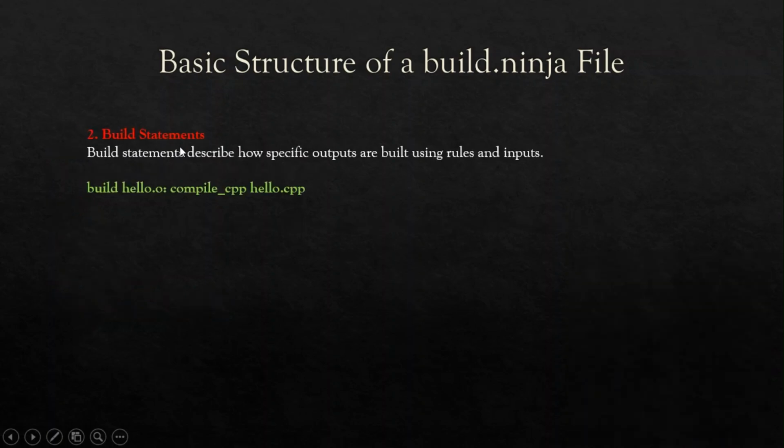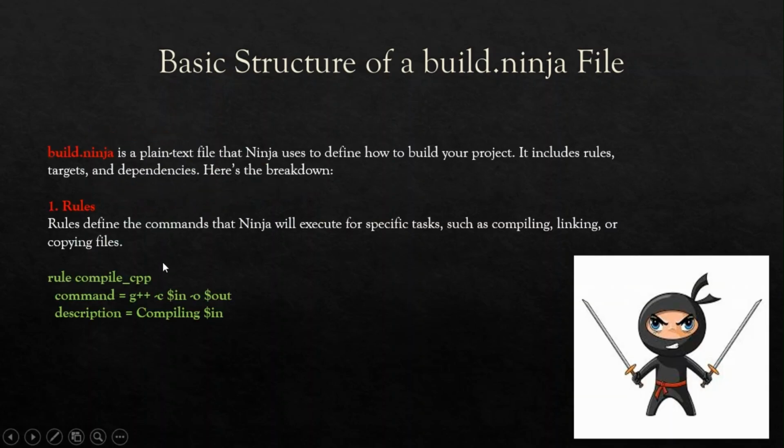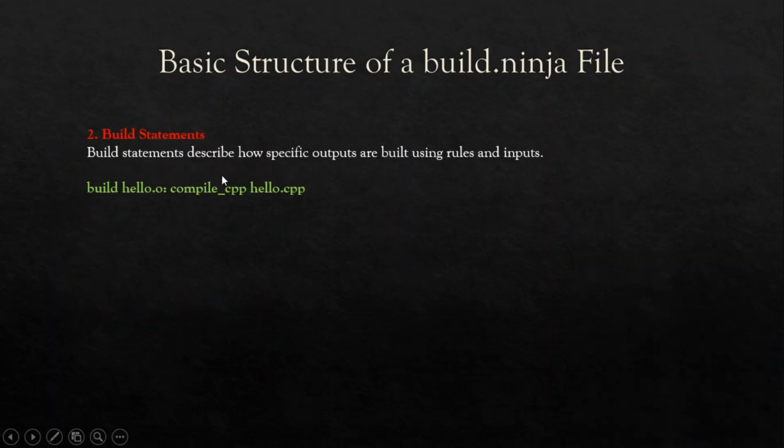Next, we will have build statements, which describe how specific outputs are built using the rules. For example, here we have the keyword build. It is telling build, this is the output file hello.o. This is my output file. Build this output using the rule compile_cpp. The rule name is compile_cpp, and this is the input file. So a build statement will have these keywords, that's all.